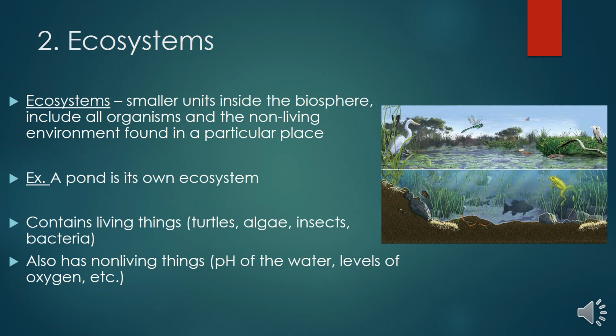Ecosystems. This is our next level down. These are smaller units inside the biosphere, and include all organisms and the non-living environment found in a particular place. For an example, this pond on the right is its own ecosystem. It contains living things like turtles, algae, insects, bacteria, frogs, birds. It also has non-living things that make up this environment: rocks, the pH of the water, the levels of oxygen, how much sunlight it's getting, etc.